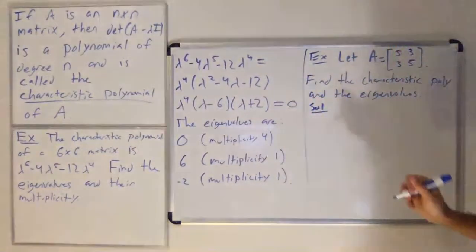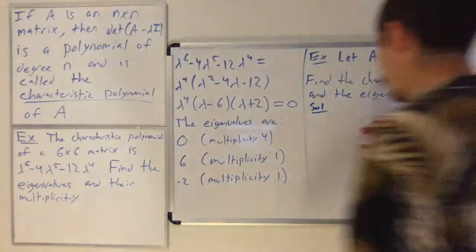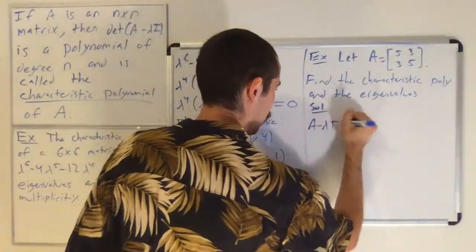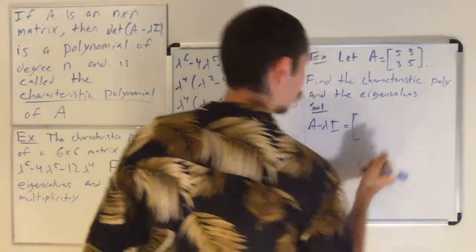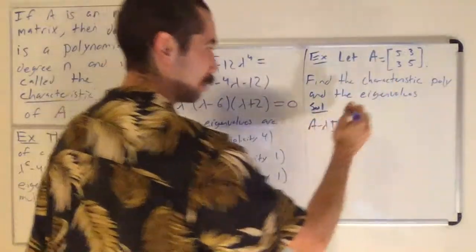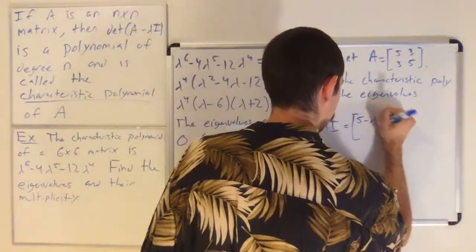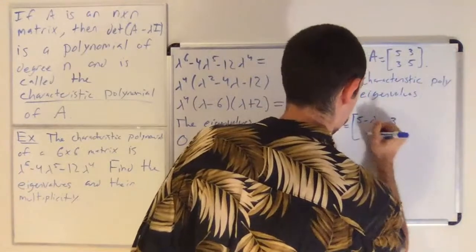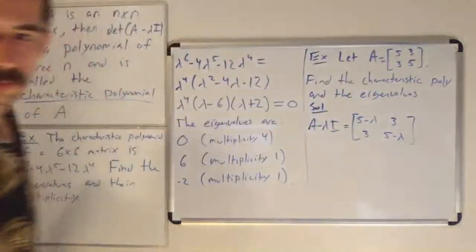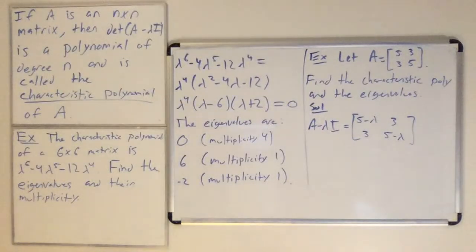We want to find the determinant of A minus lambda I. So let's try to get out of my spotlight there. A minus lambda I is the matrix. Well, the first entry will be 5 minus lambda. 3 will stay the same, 3 will stay the same, and a 5 minus lambda here. Oh, got it, Noah.